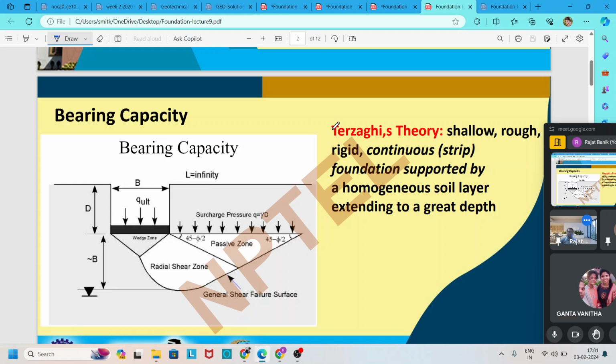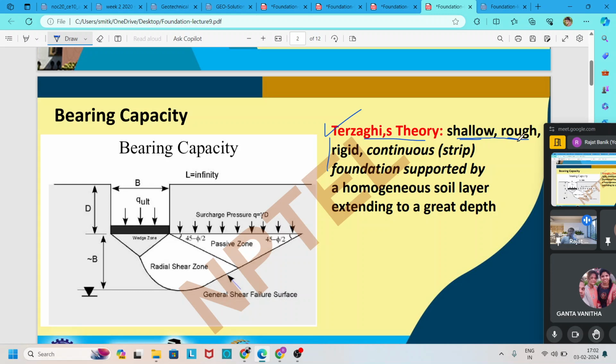It is derived for shallow foundation, and it is given by Terzaghi, and it is called Terzaghi's theory. So it is derived for the shallow rough foundation. This Terzaghi formula should be remembered; it is very important for your exam purpose. The Terzaghi bearing capacity formula is derived for shallow foundation and also for rough.